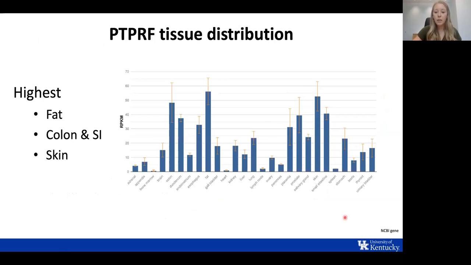So looking at the tissue distribution of PTPRF, we see that it's highest in the colon and small intestine, which is important for my studies, as well as in the fat and skin tissues. And a main difference between the class 2A members is that F, S, and D do have various tissue expression differences.